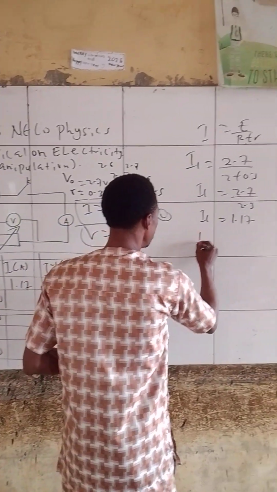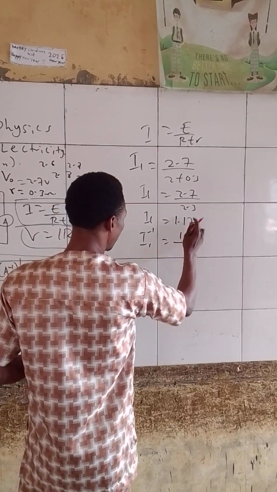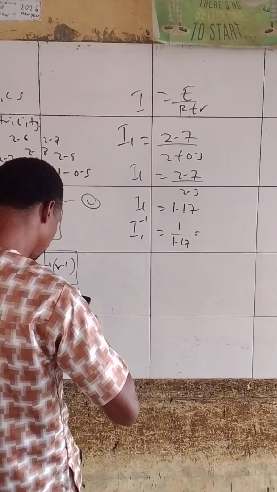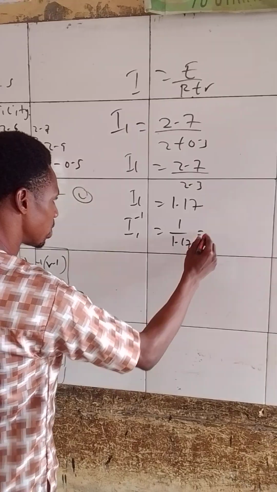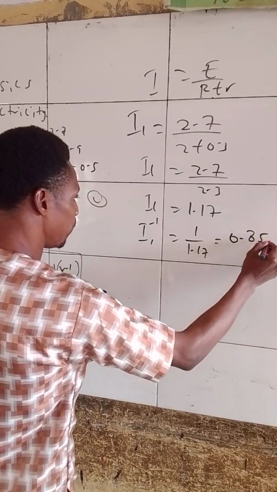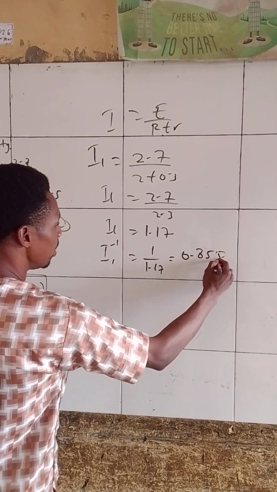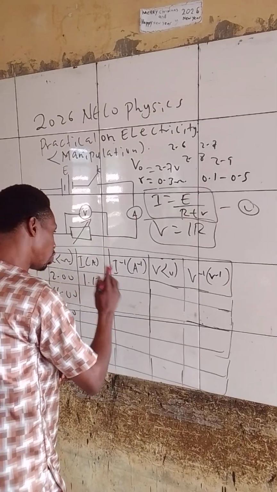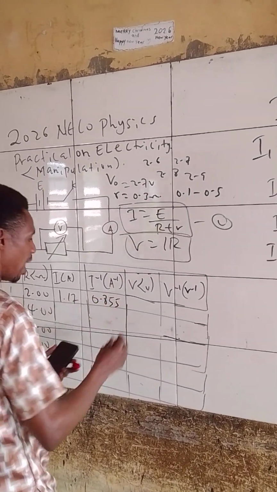Now the inverse. If you want to get I inverse, what is I inverse? It is 1 divided by your current. That's 1 divided by 1.17, which will give me 0.855. Please don't forget, when I take this, make sure it's at least 3 decimal places. That is 0.855.